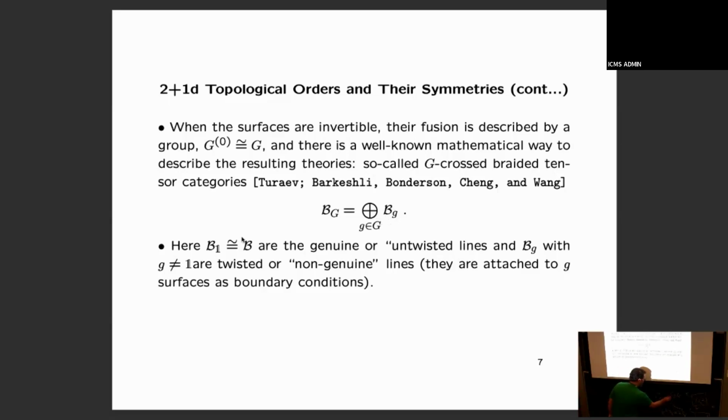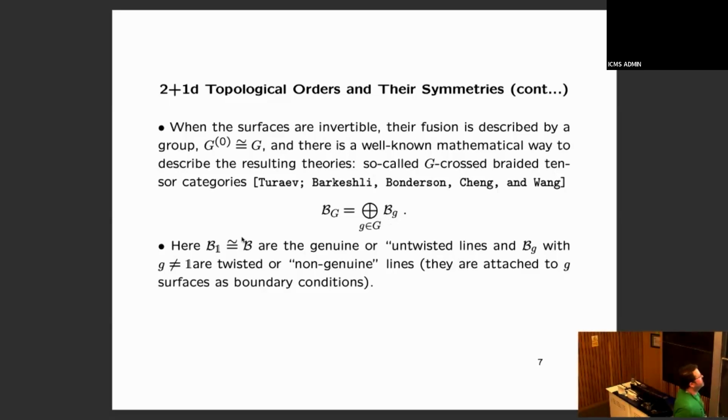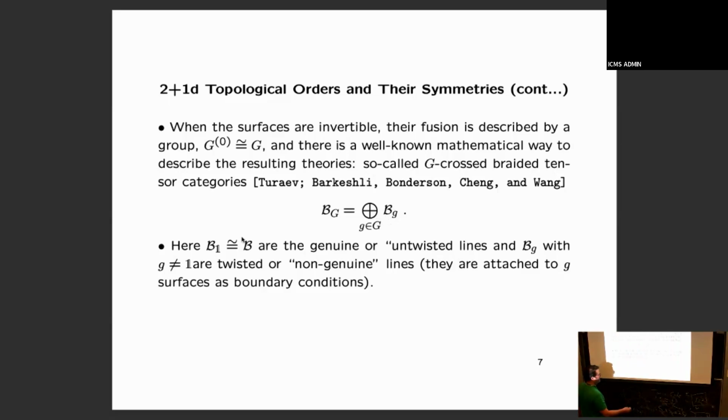In the case of toric code, B1 would just be the lines that existed in the 2+1 dimensional bulk. But more generally, when you have some surface with non-trivial group element G, they will define twisted sector lines. And the twisted sector lines are basically lines that live as boundary conditions of some surfaces. So they're lines that are attached to surfaces.